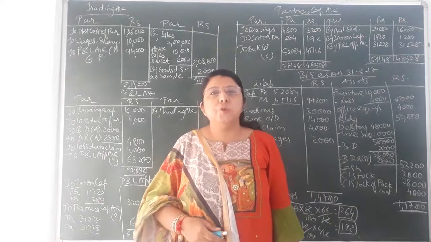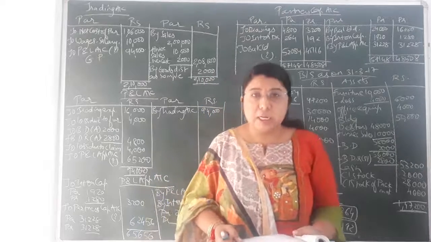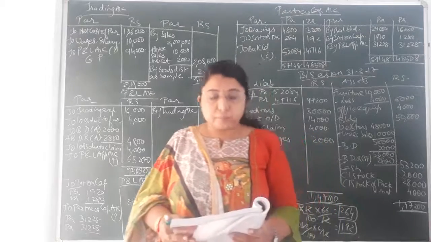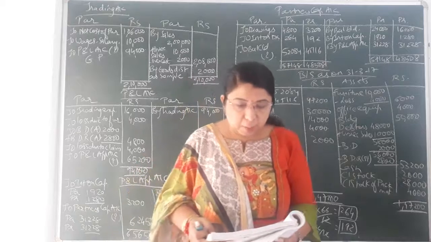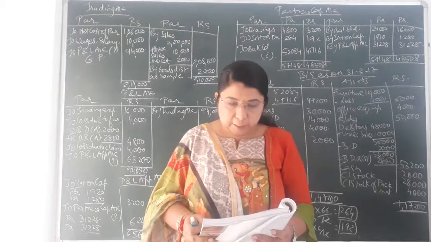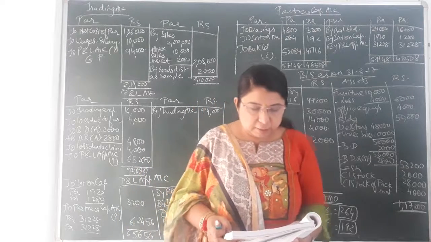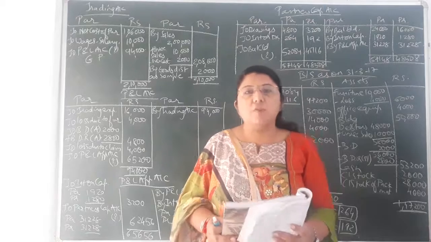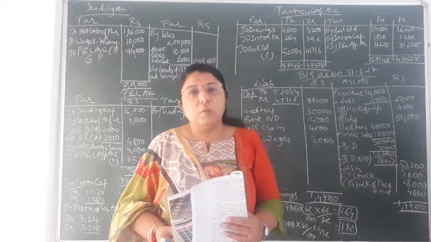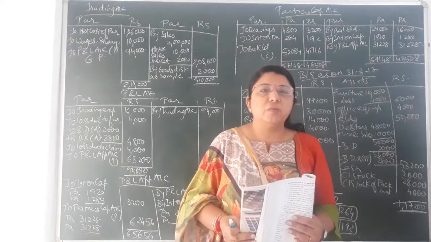Today I am going to teach you question number 9 of your textbook, that is on page number 79. Let us read the question. Parthiv and Priya are partners of a partnership firm. Here there are two partners, Parthiv and Priya. From the trial balance dated 31st March 2017 and adjustments, prepare final accounts of a partnership firm.